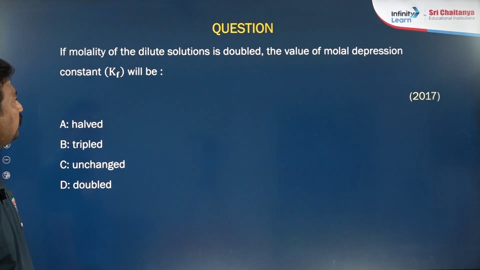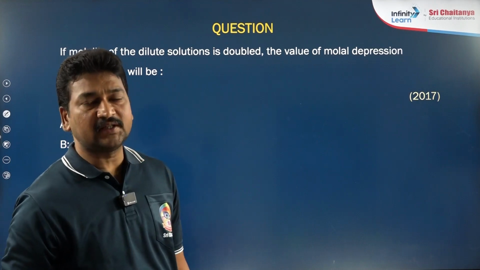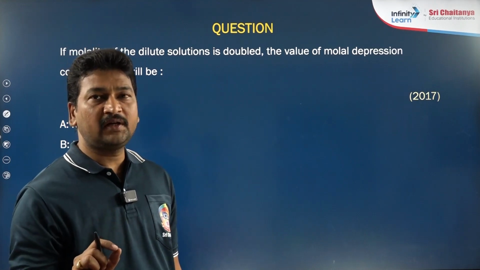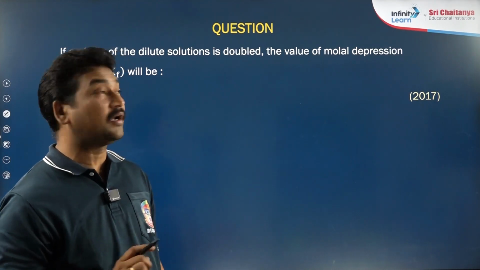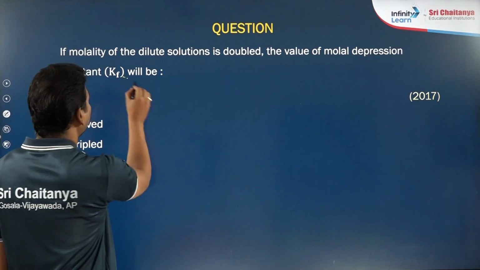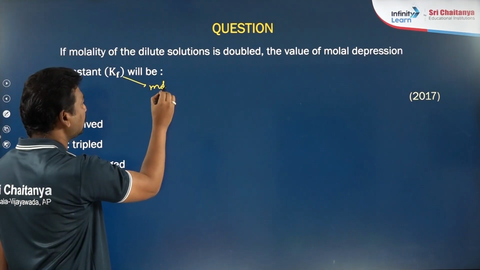If the molarity of the dilute solution is doubled, the value of the molar depression constant Kf will be? In the concepts itself, we discussed this point. Kf is the molar depression constant or cryoscopic constant. It's a constant, the molar depression constant.